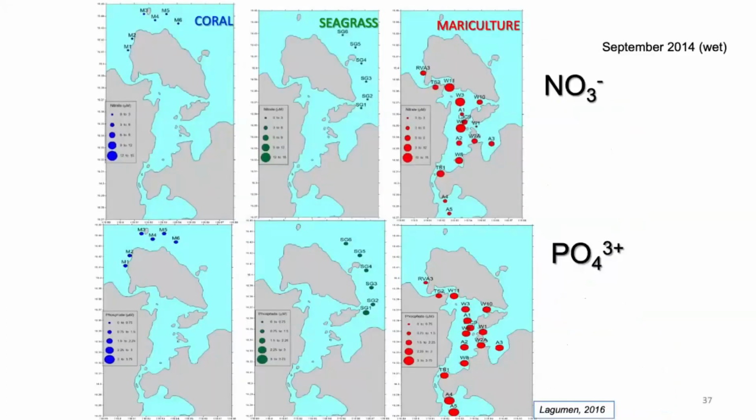Hence, what is happening is reflected in the spatial distribution of nutrients in Bolinao. The top panels are for nitrate and the bottom for phosphate. The dots represent nutrient concentration, with bigger dots for higher concentration and smaller dots for lower concentration. Nutrients in corals are in blue, seagrass in green, and mariculture area in red. The biggest dots are in the mariculture area since this is where nutrient concentrations are highest and conditions are eutrophic.